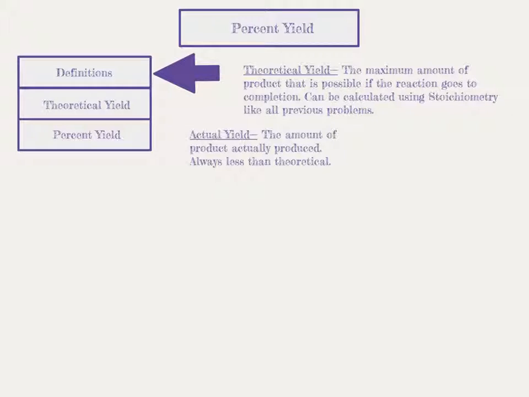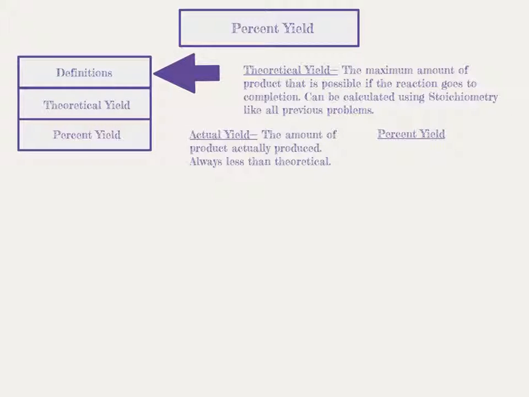Next is the actual yield. This is exactly what it sounds like. It's the amount of product that you actually produce. This number is always smaller than the theoretical yield. It wouldn't make any sense to be able to make, like, 130% of something. That's physically impossible, to create more matter than you started with.